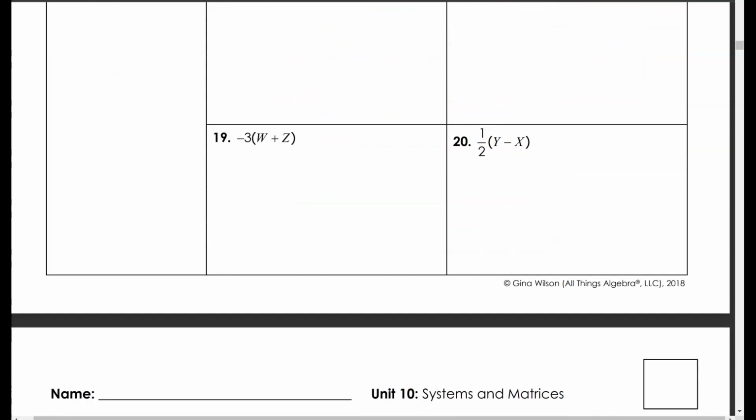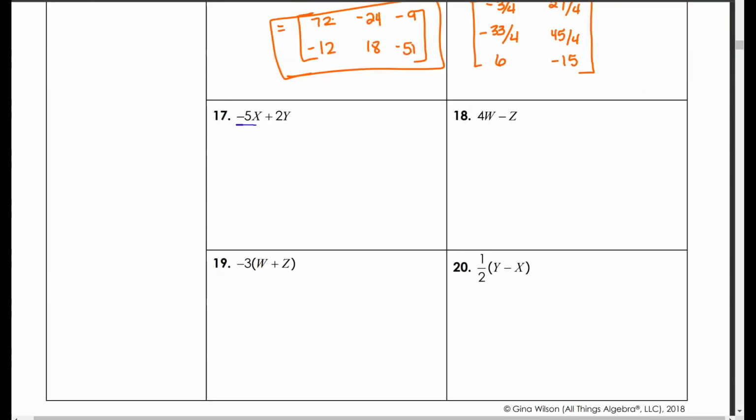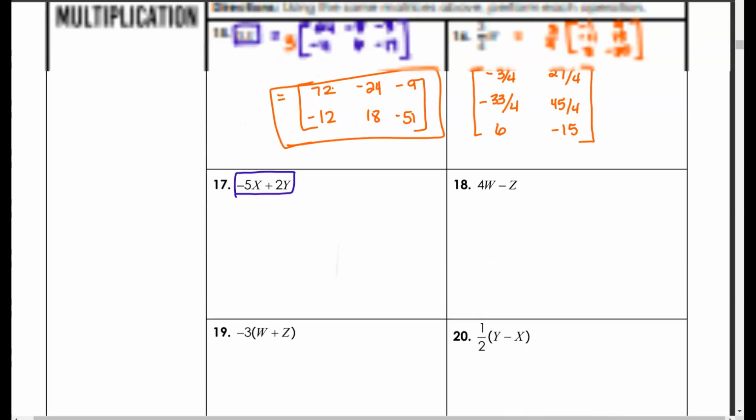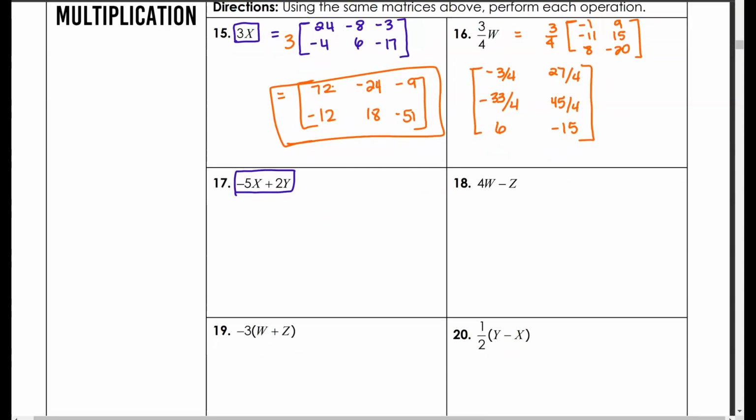All right, so now we're going to combine both of those elements here. We have both scalar multiplication and addition. First we're going to take the scalar and multiply it by our X value. I do have X already written up here. So it's going to be negative 5 times our X, which is 24, negative 4, negative 8, 6, negative 3, negative 17. And then I'm going to add 2 times the Y value, and that Y matrix is negative 15, 29, 17, 9, negative 5, negative 2.